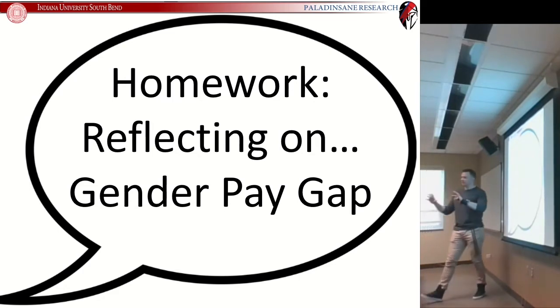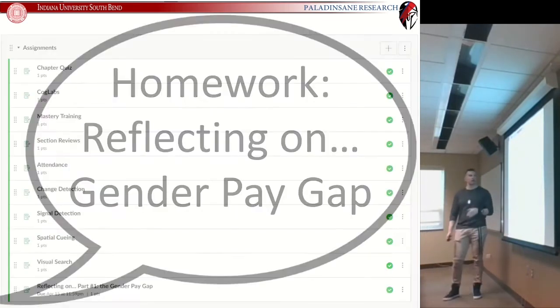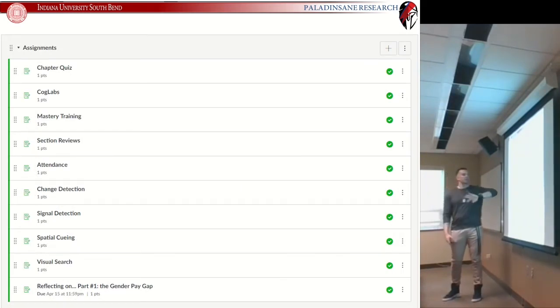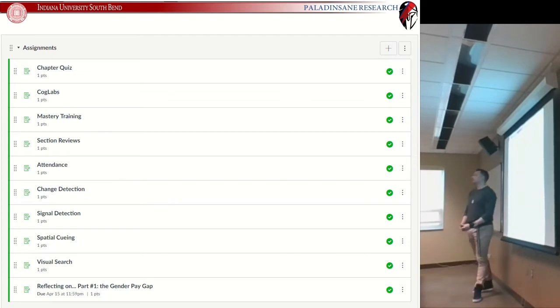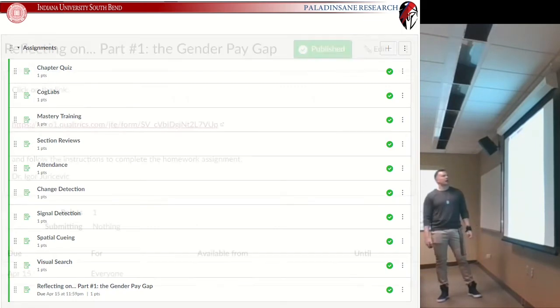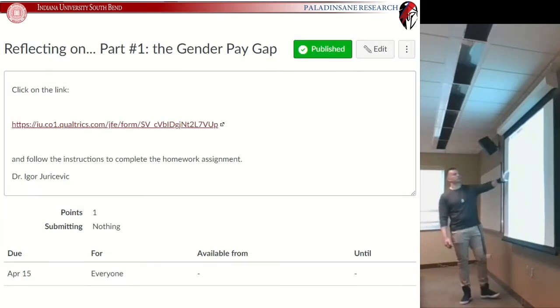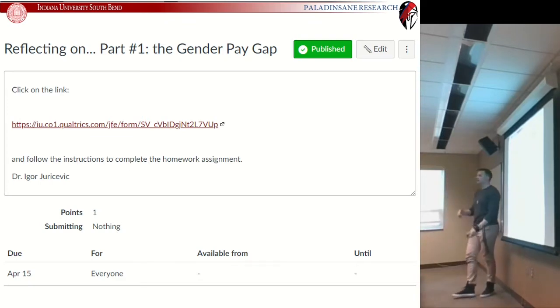So this homework assignment is the first part of this. What you need to do for this one: it's not in our online textbook portion or in the modules. It's actually in Canvas, in the assignment. You'll see this, reflecting on part one, the gender pay gap. That's where you access the assignment. What you do is simply click on the following link. It will ask you a series of questions. First question is your name. Put in your name. That's how I will be assigning grades for this particular assignment, so I need to know who has completed it.